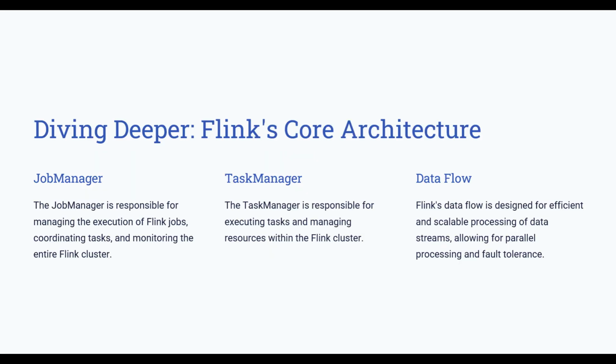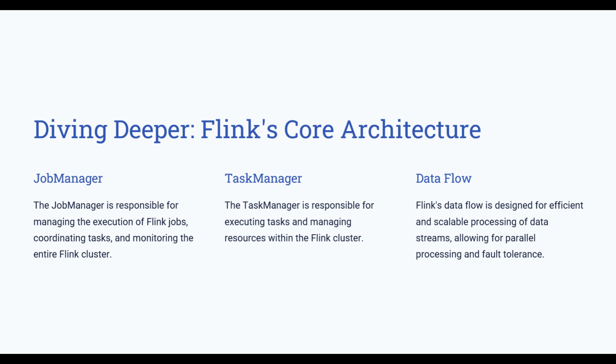Flink core architecture. Apache Flink is designed for real-time, distributed, and fault-tolerant stream processing. It ensures high performance and scalability, making it ideal for handling continuous data streams efficiently. Flink architecture consists of three key components. First, Job Manager. The Job Manager is the brain of Flink, responsible for coordinating job execution. It plays a critical role in managing resources and ensuring smooth processing.